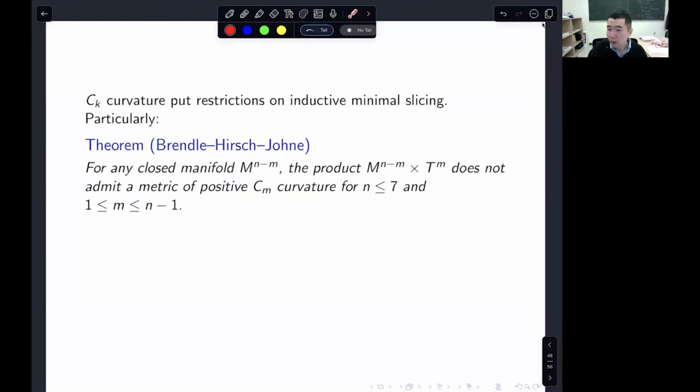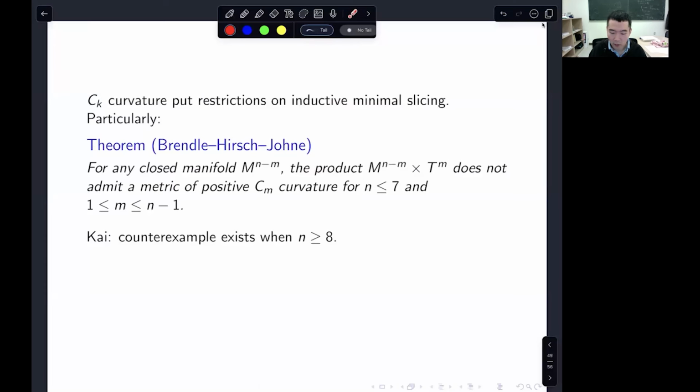And what's more interesting is that Kai, oh sorry, I should have used his last name, Kai Xu, constructed counterexamples explicitly when the dimension is at least 8. So there are some interesting phenomena in this inductive minimal slicing computation for these more general curvatures, and that only holds in low dimensions.